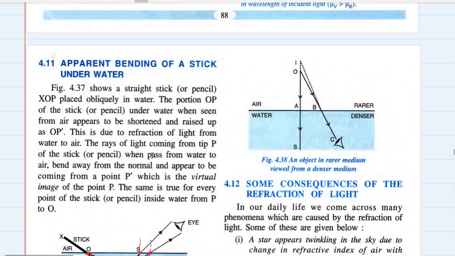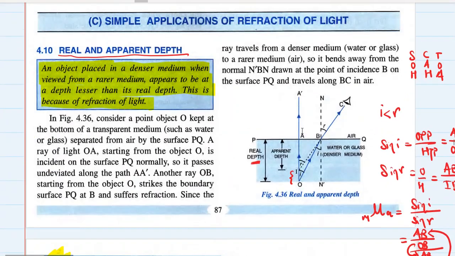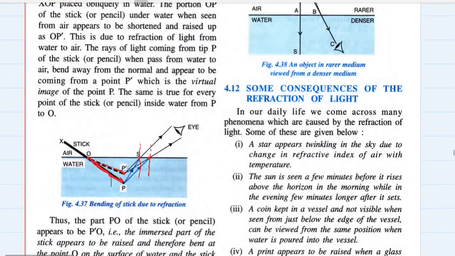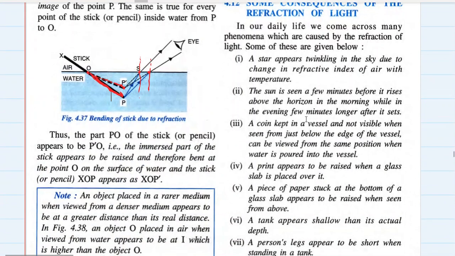Okay, see, this is how it happens. This is an object in rarer medium viewed from a denser medium. This is exactly opposite of the first diagram which we saw over here. Okay, some consequences of refraction of light. In our daily life, we come across many phenomena which are caused by refraction of light. Some of these are given below.